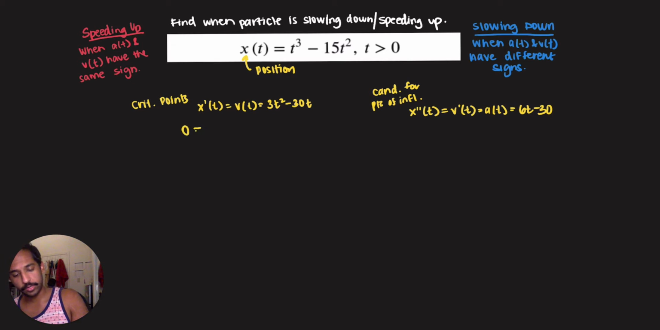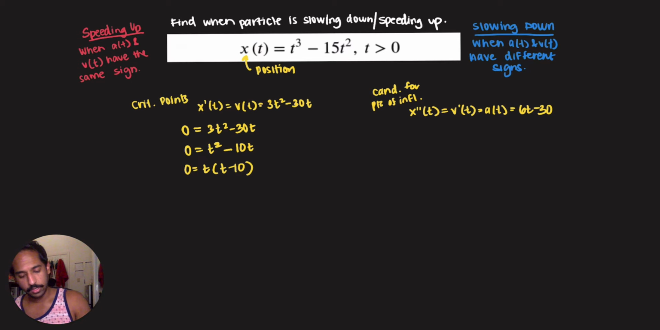So we get 0 equals 3t squared minus 30t. I know that both of these terms are divisible by 3, so I'm going to say 0 equals t squared minus 10t. I'm going to factor out a t from both of these. And I see, based on the zero product property, that t will either equal 0 or t equals 10.